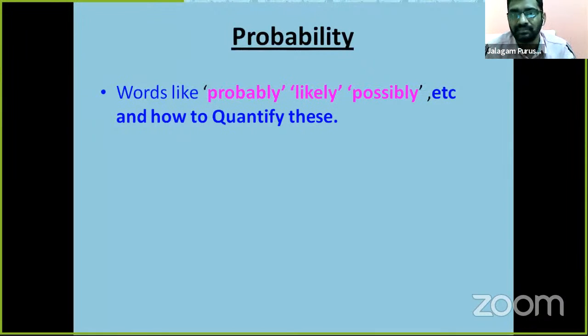These types of words, like probably, likely, possibly, how do we quantify these? Already we discussed in 9th class: equally likely, impossible, there are so many words. These types of words we can quantify, we calculate, we change into numeric. Using probability, we change these words into numeric. That is related to probability.